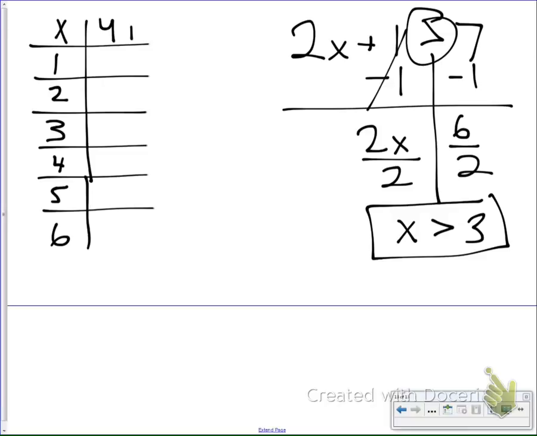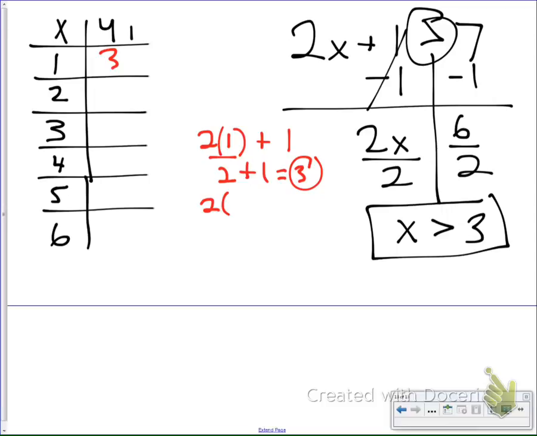Now, I need my y section. In inequalities, we only have one y column, and that's going to be our solutions to the expression on the left, this 2x plus 1, when I plug in different x values. So I'm going to show you how to get our first y1 value, where my x is 1. I'm going to rewrite my expression where x is 1. So I have 2 times 1, which is 2, plus 1 is 3. And that's what goes in y1.